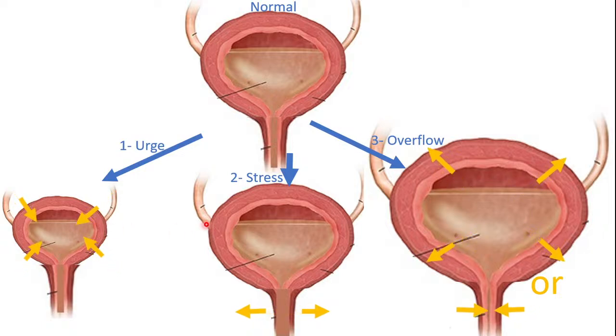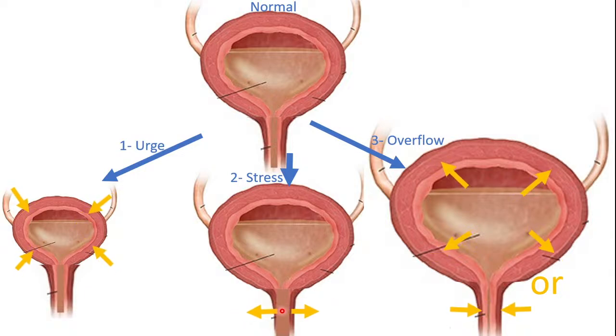So from the causes of these three, you can kind of guess what the treatment is. In urge incontinence, the solution is to paralyze the bladder, for example by using antimuscarinics. In stress urinary incontinence, the treatment is Kegel exercises.